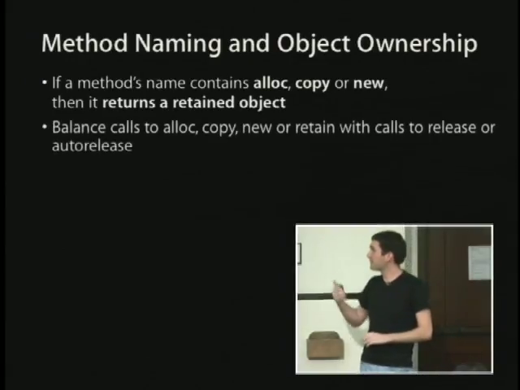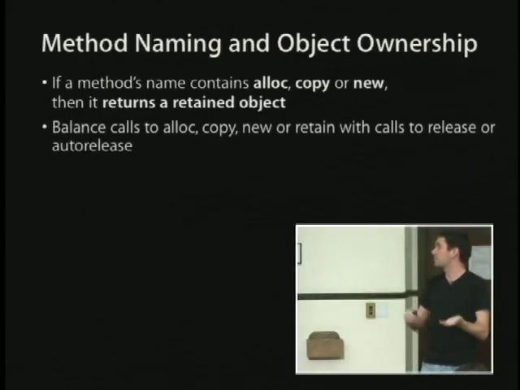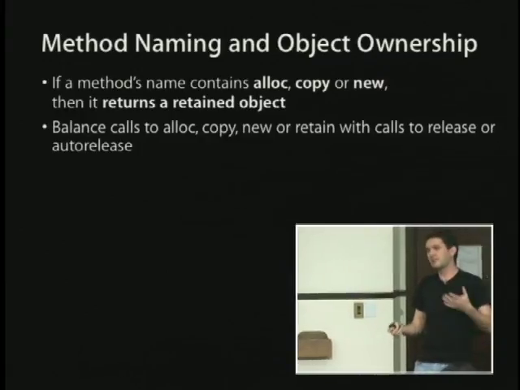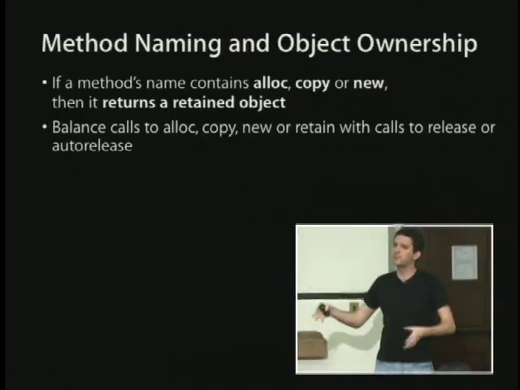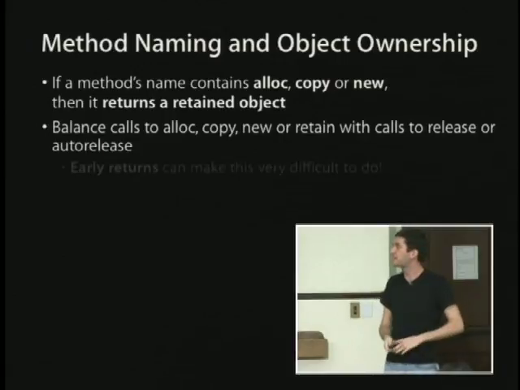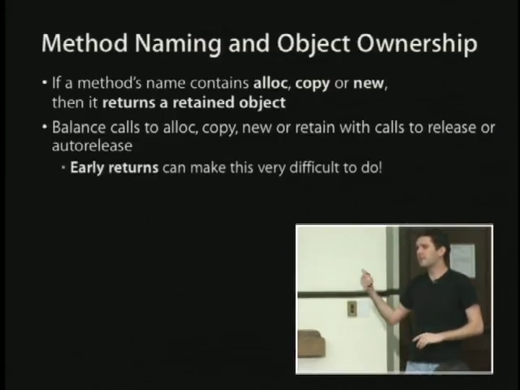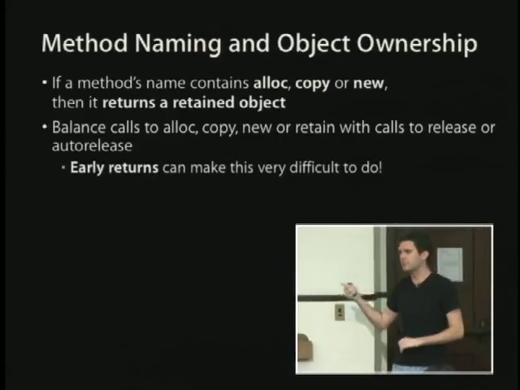Balance your copies to alloc, copy, and new, and also retain with calls to release. Basically, just manage your retain count. Make sure that they always go down to 0 when you think they do and that your objects are actually getting deallocated. One case where this often bites people is in early returns.